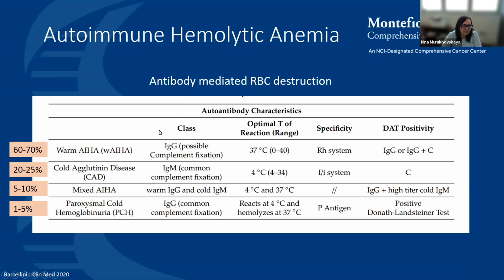The antibodies can be warm reactive, at a temperature of 37 degrees centigrade, which is the core body temperature, or cold reactive, with an optimal temperature below the core body temperature. Accordingly, autoimmune hemolytic anemia can be characterized as warm or cold based on the thermal amplitude of the pathogenic antibodies.